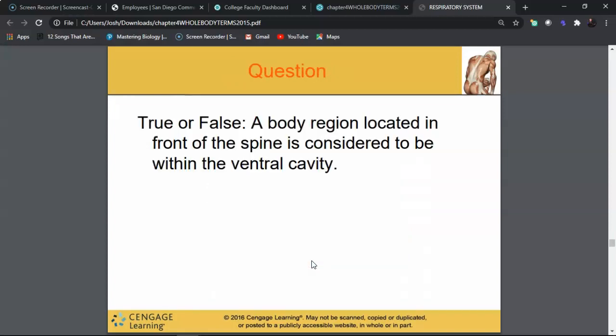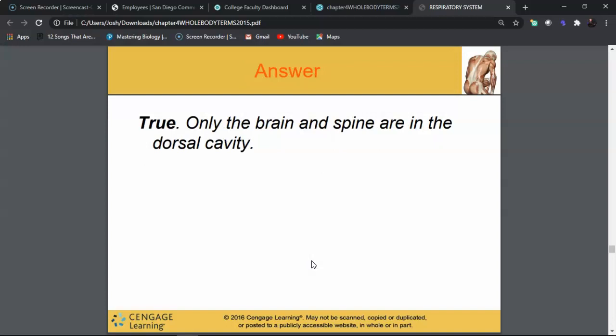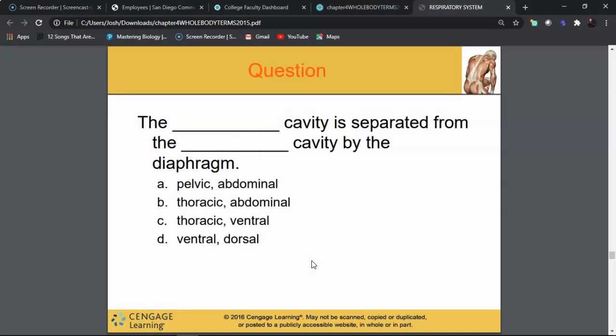True or false, a body region located in front of the spine is considered to be within the ventral cavity. That would be true, okay? Only the brain and spinal cord or spine are located in the dorsal cavity, okay?